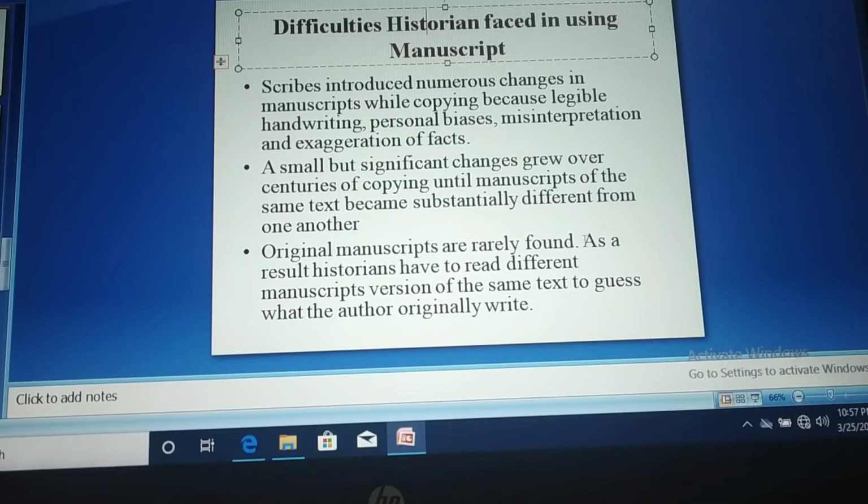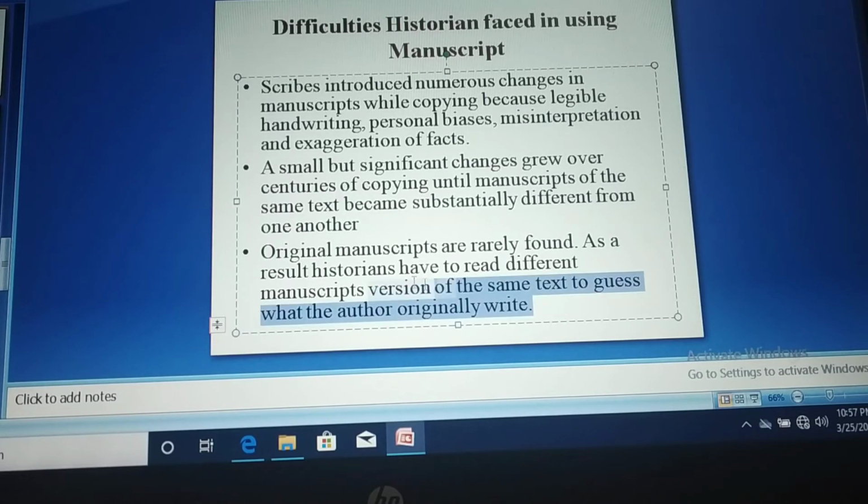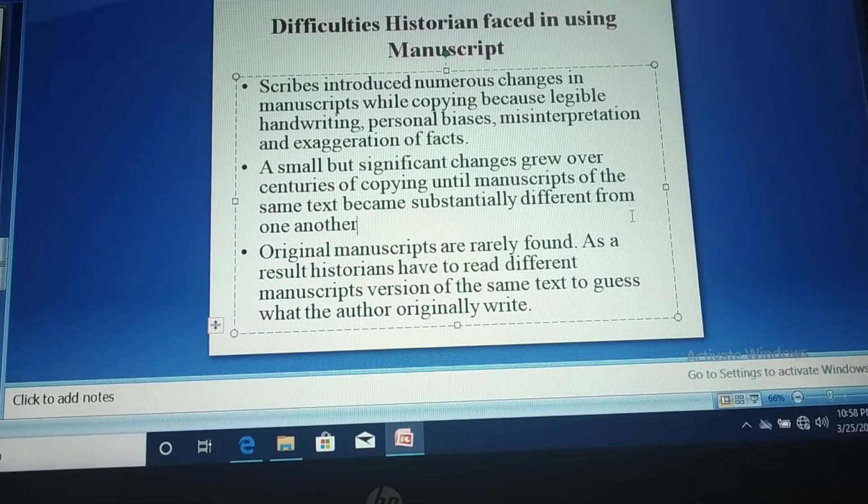The original manuscripts are rarely found. As a result, historians have to read different manuscript versions of the same text to guess what the author originally wrote. This is one of the great points. And the true original manuscripts, if you want them, you will hardly find them.